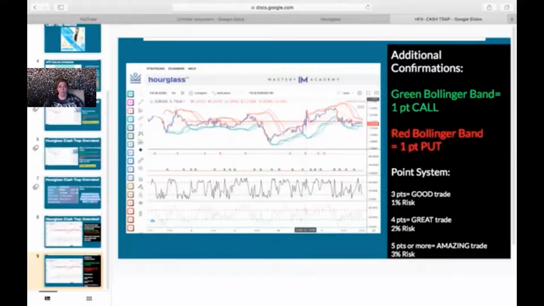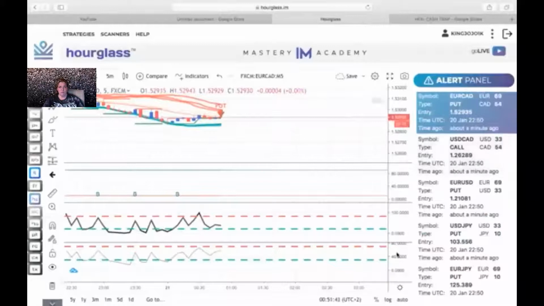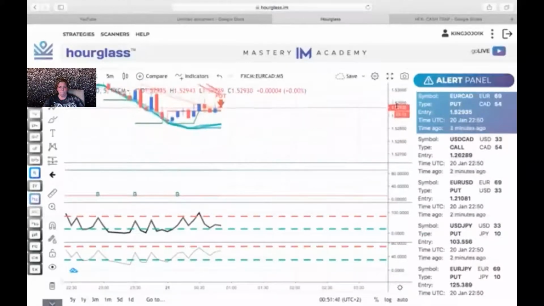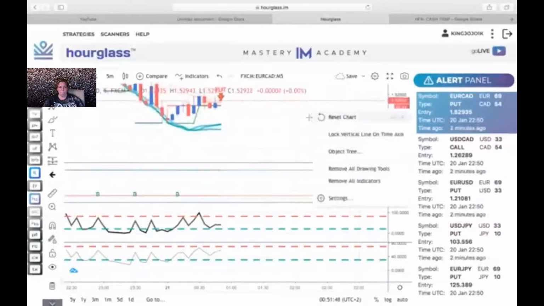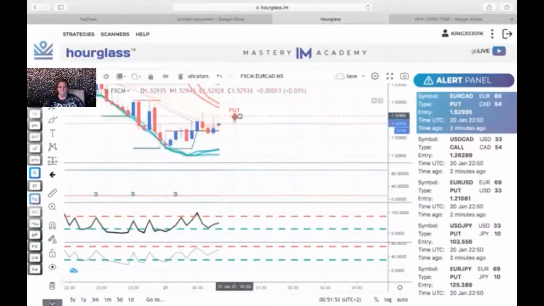Now let's actually go onto the chart right now, okay? So we're looking at EuroCAD. So what am I looking at first? I'm looking at the arrow. It says put. So that's basically telling me the algorithm is telling me that the market is about to sell. Cool. Next, I'm gonna go over here to the currency strength meter.